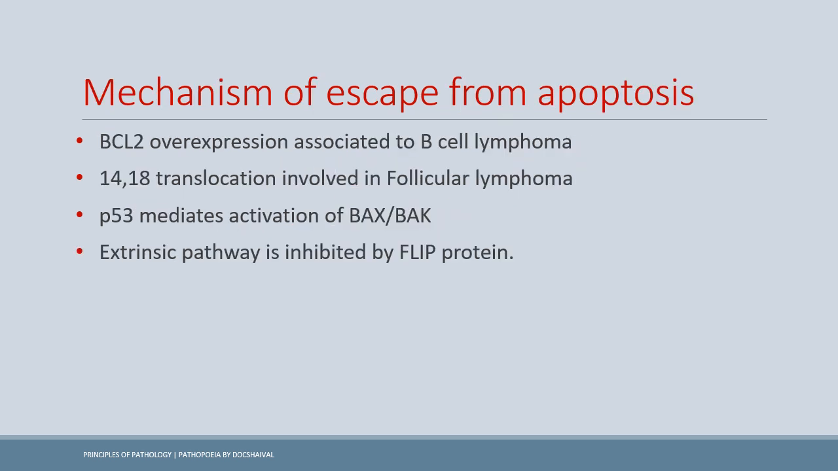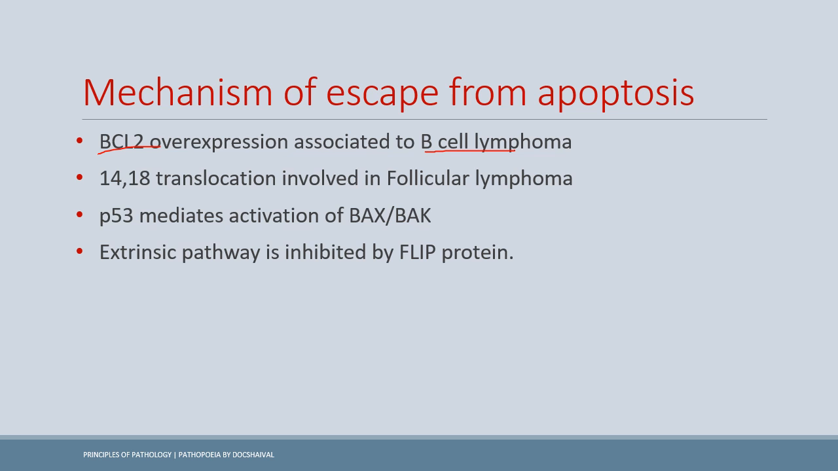Now, the mechanisms of escape, how the cells escape from apoptosis. One of them would obviously be BCL2 overexpression. What is BCL2? BCL2 stands for B cell lymphoma 2, B for B cell lymphoma. So it is an overexpression of BCL2, since it is an anti-apoptotic gene. Anti-apoptosis means it prevents apoptosis, and hence it gives immortality to the cancer cells, and it is therefore associated with B cell lymphoma.